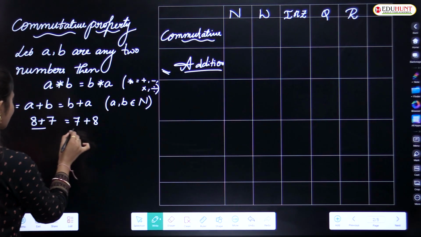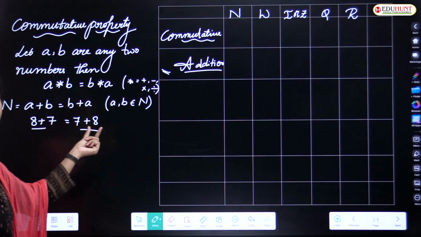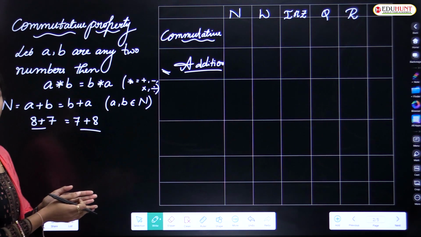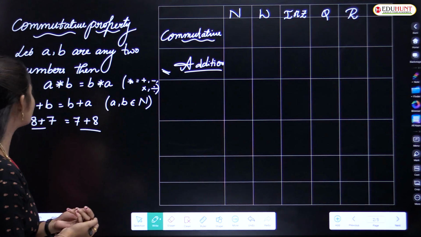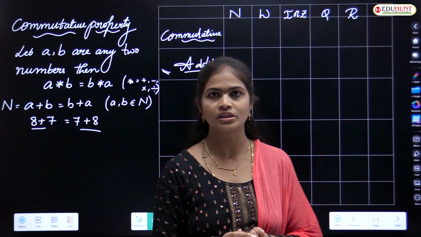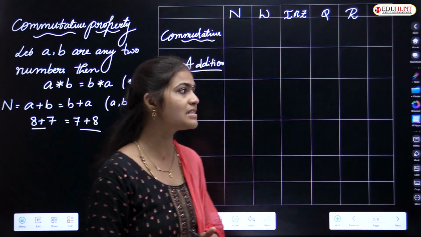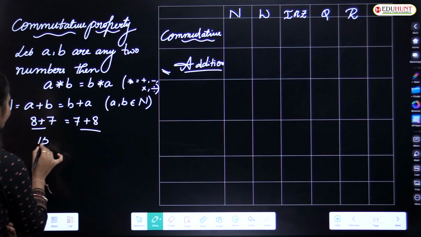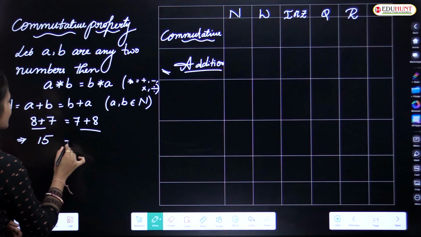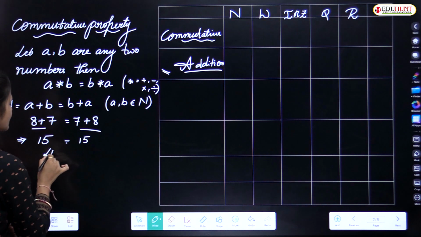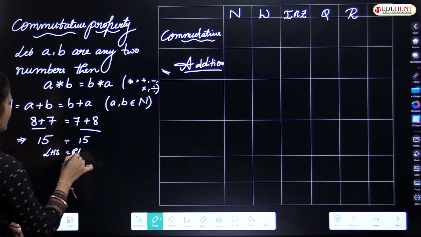Just observe this condition here. This is 8 plus 7 and here 7 plus 8. I changed the order. We have to observe whether in those two cases we get the same result or not. Here 8 plus 7 is equal to 15, which is equal to 7 plus 8, also equal to 15. So here we can say that LHS is equal to RHS.